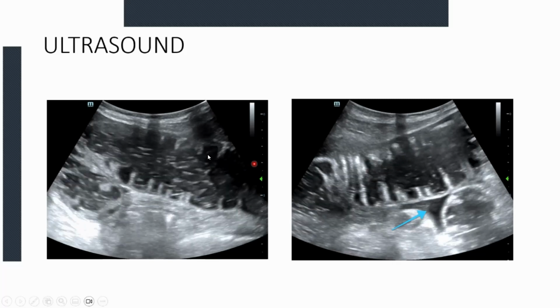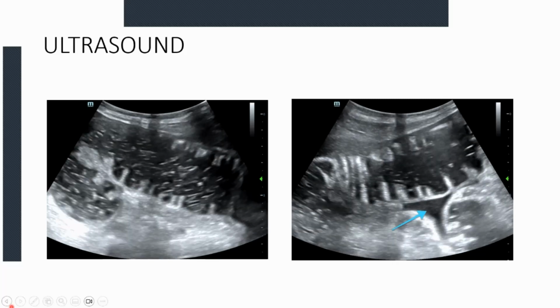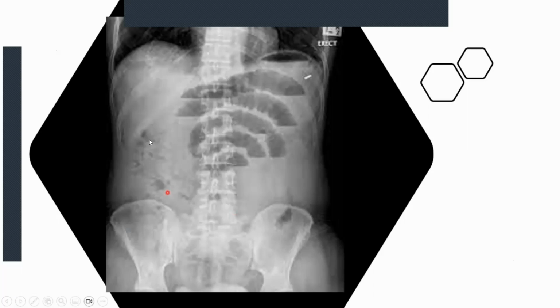So anyway, I hope you guys enjoyed. I hope you guys will remember this X-ray as well, just so that you know more or less what a small bowel obstruction looks like, and you'll be able to diagnose it and manage it a lot better.